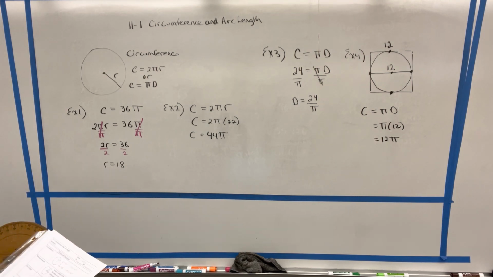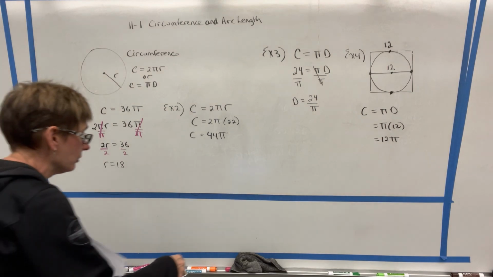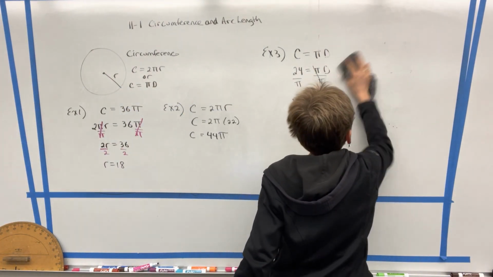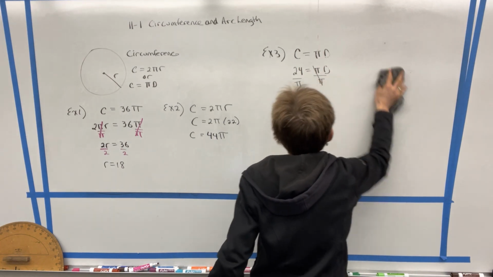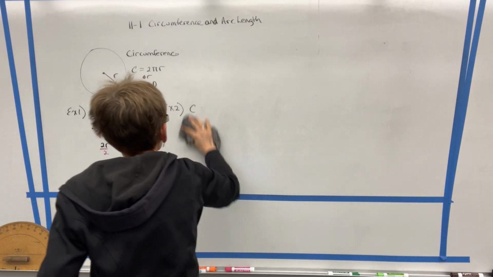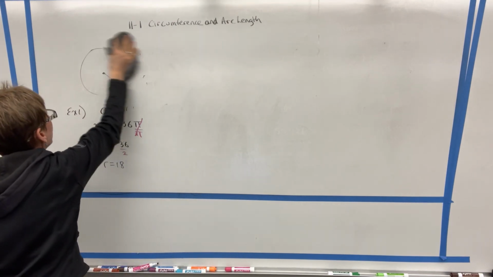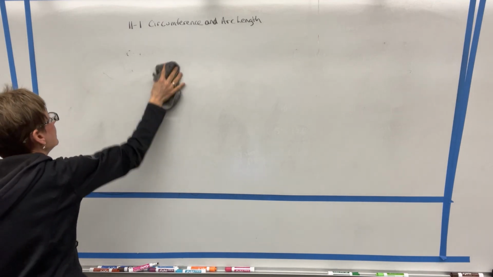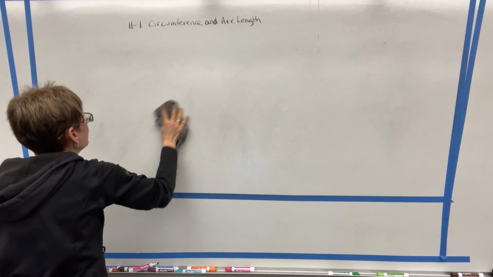Now, let's go ahead and look at arcs of a circle. So the circumference of a circle is all the way around the circle. An arc is going to be a piece of the circumference. So we have two facts that we need to learn about the arcs of circles, and we will go over both of those facts now.